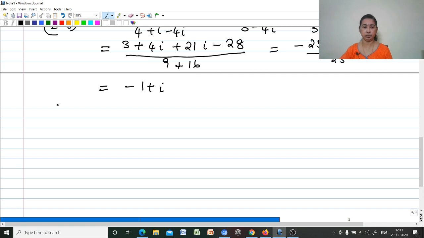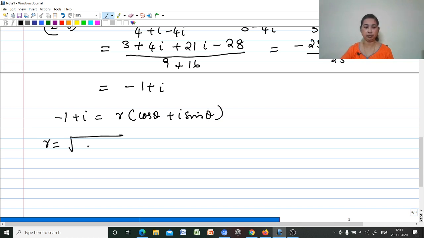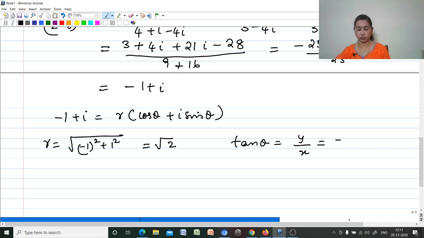Now we can convert into polar form. Comparing, minus 1 plus i can be written as r into (cos theta plus i sin theta). Then what is r? r is equal to root of (minus 1) square plus 1 square, which is equal to root 2. And in the same way we have to find theta. For tan theta we know that it is y by x, that is minus 1. For which value of theta do we get it as 1? That is for theta equal to pi by 4.